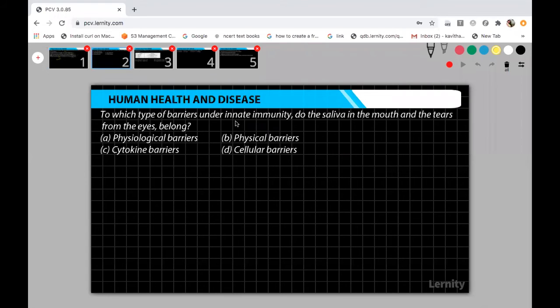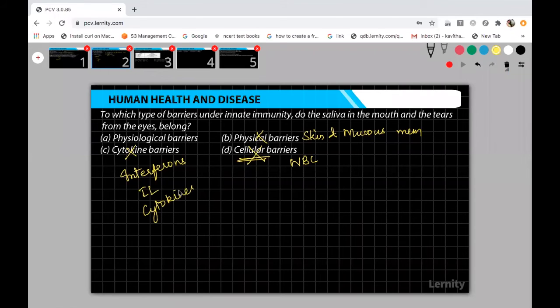To which type of barriers under innate immunity do the saliva in the mouth and the tears from the eyes belong? So all these secretions are physical barriers. Physical barriers are skin and mucous membrane. Cellular barriers come under your WBC, all your phagocytes and other WBC cells. Cytokine barriers are interferons, interleukins, IL, cytokines, lymphokines, etc.